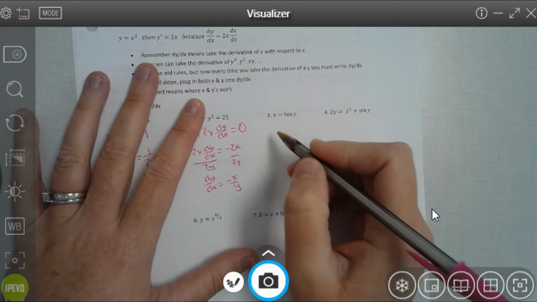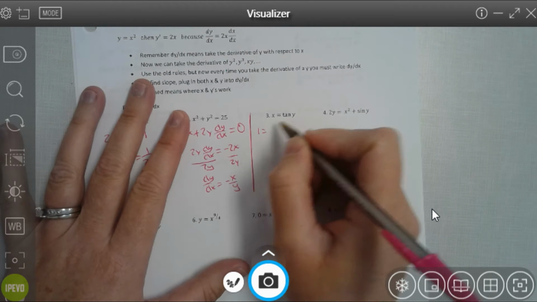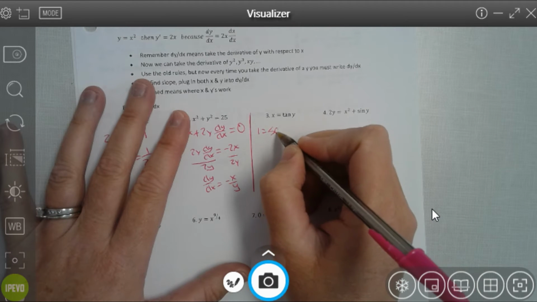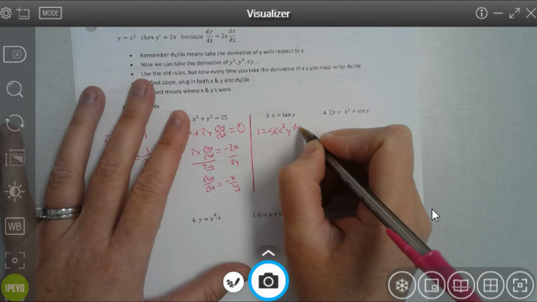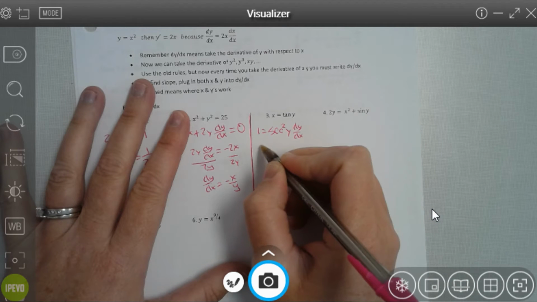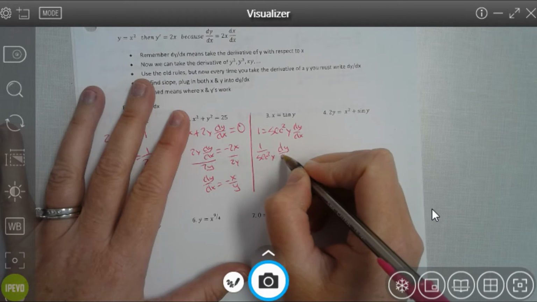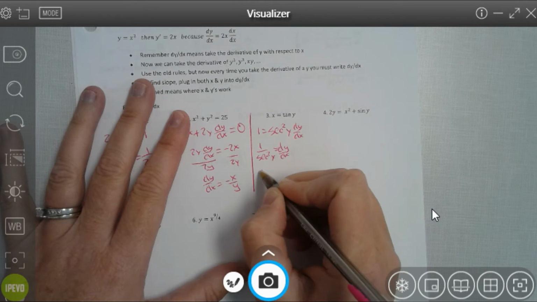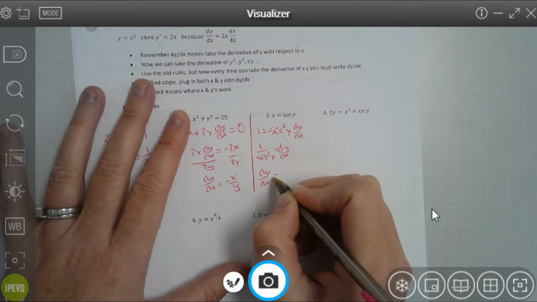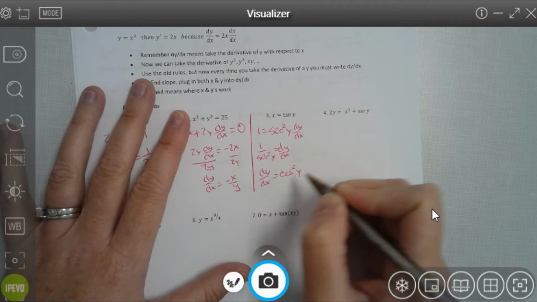Derivative here, tan of x would be 1. Derivative of tangent y would be secant squared y, dy over dx. Divide that over, so you get 1 over secant squared y equals dy over dx. That's the same thing as flipping that to the top, making it cosine y.